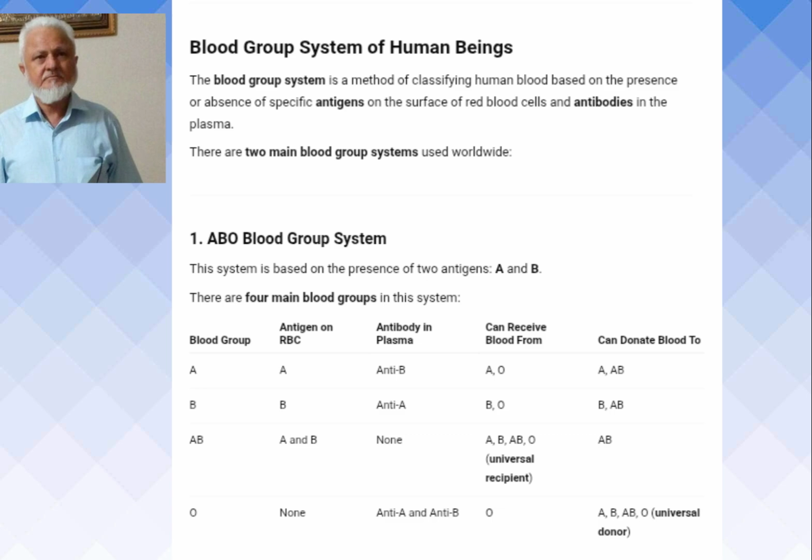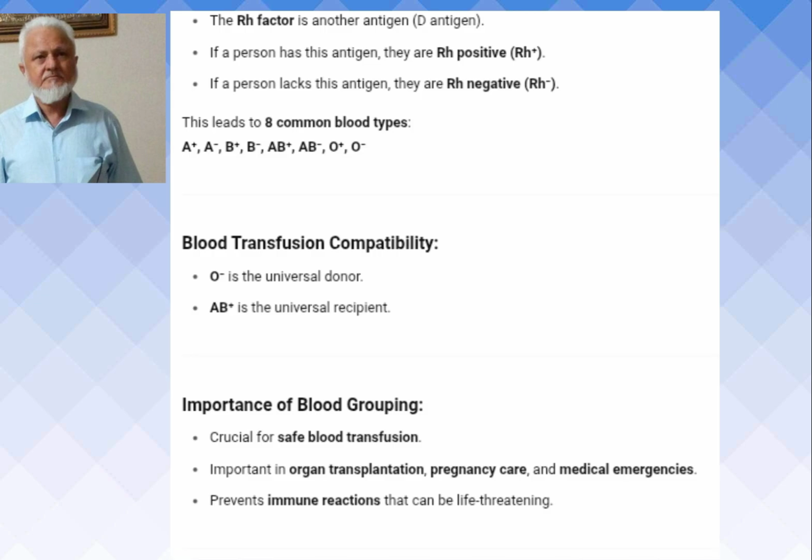Blood group O: antigen on RBC, none. Antibody in plasma, anti-A and anti-B. Can receive blood from O, can donate blood to A, B, AB, O, universal donor. The RH factor is another antigen.